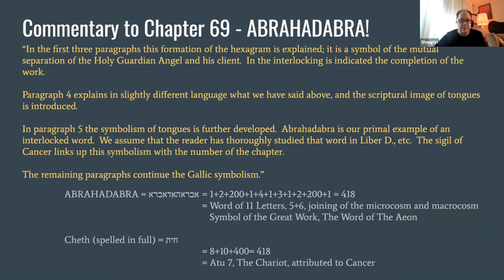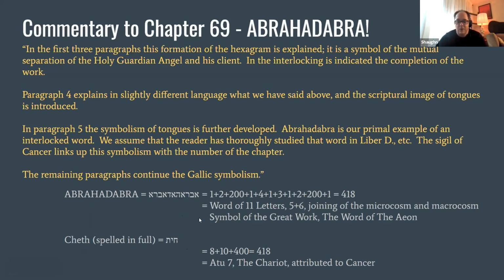Okay, so how do we get there? If we transliterate Abrahadabra into Hebrew and add those up with gematria, we get 418. If we do the same with the letter Keth spelled in full, we also get 418. So that's how we go from Abrahadabra to Keth, right?